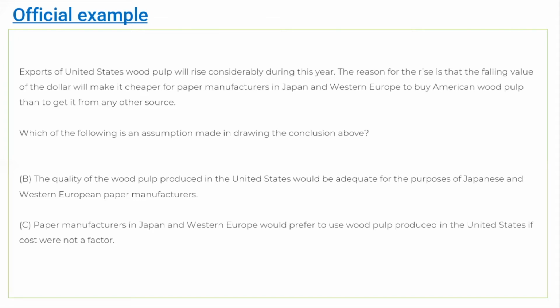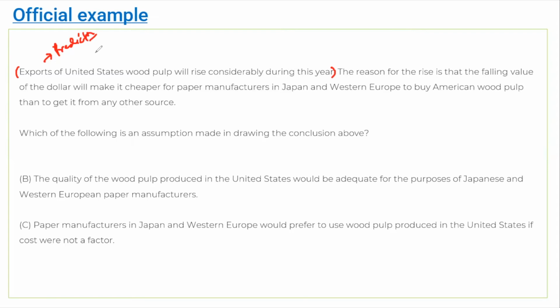Exports of United States wood pulp. Okay, so let's see what is going to happen to the US exports of wood pulp. So they will rise considerably during this year. Right away, the author has made a prediction that the wood pulp exports will rise. Now, this is not a fact because it is a prediction. This is a claim that will happen in the future, right? Therefore, it seems like right away we have the conclusion, right?